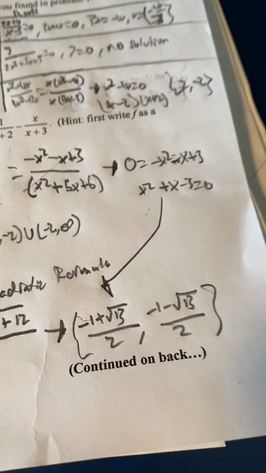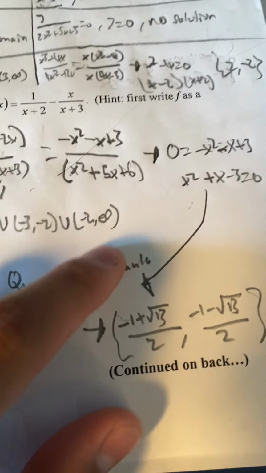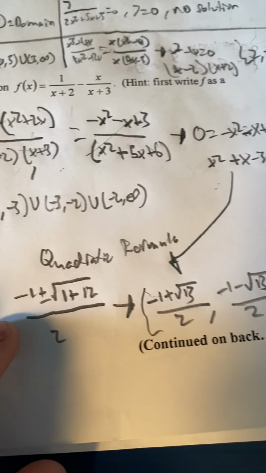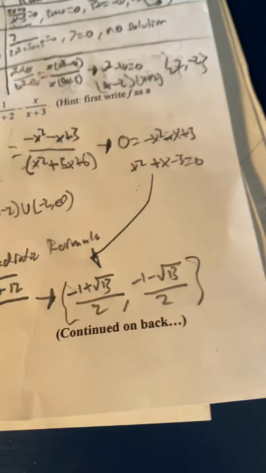And then because of this, you know that you just have to set the numerator to 0 to find the roots. Negative x squared minus x plus 3 equals 0. And then I just had to use the quadratic formula. And I got negative 1 plus root 13 over 2 and negative 1 minus root 13 over 2.